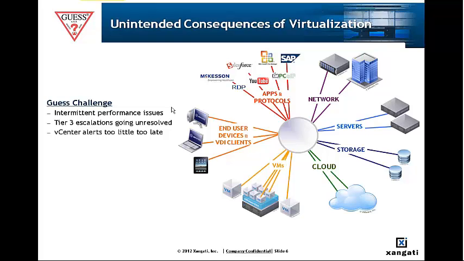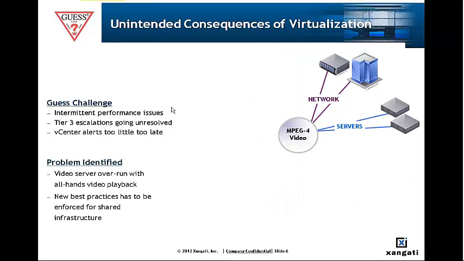In this particular case, there was intermittent performance issues across the virtual network, and it was getting escalated all the way up to their third tier of kind of architect level people. And eventually vCenter would alert, but what would happen is the alert would come on, it would clear 5 minutes later, and there was no warning when it was going to come, and there was no further detail after it had happened.